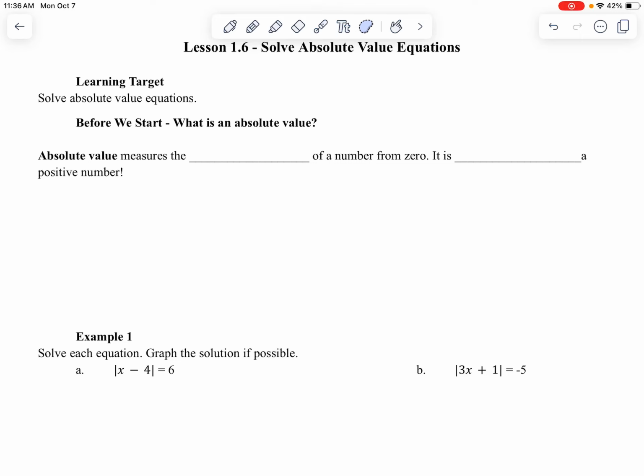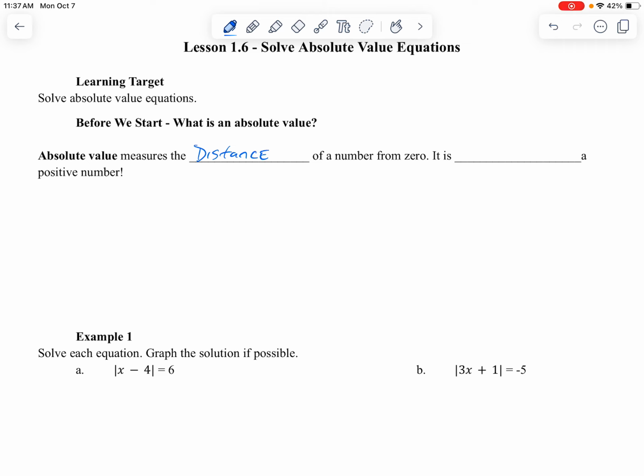In this video, I'm going to go through lesson 1.6 on solving absolute value equations. Before we start, I want to think a little bit about what is absolute value. What does it mean? What does that notation look like? Absolute value measures the distance a number is from zero.